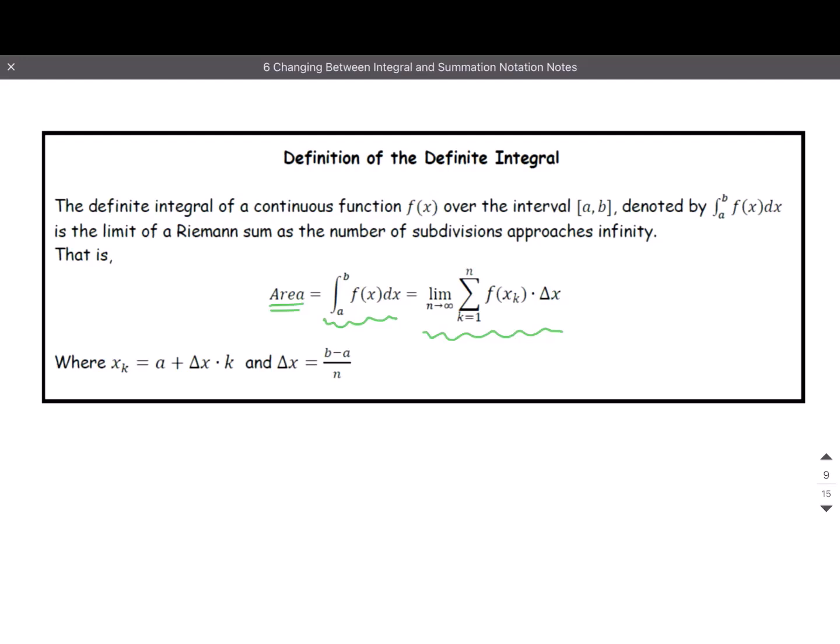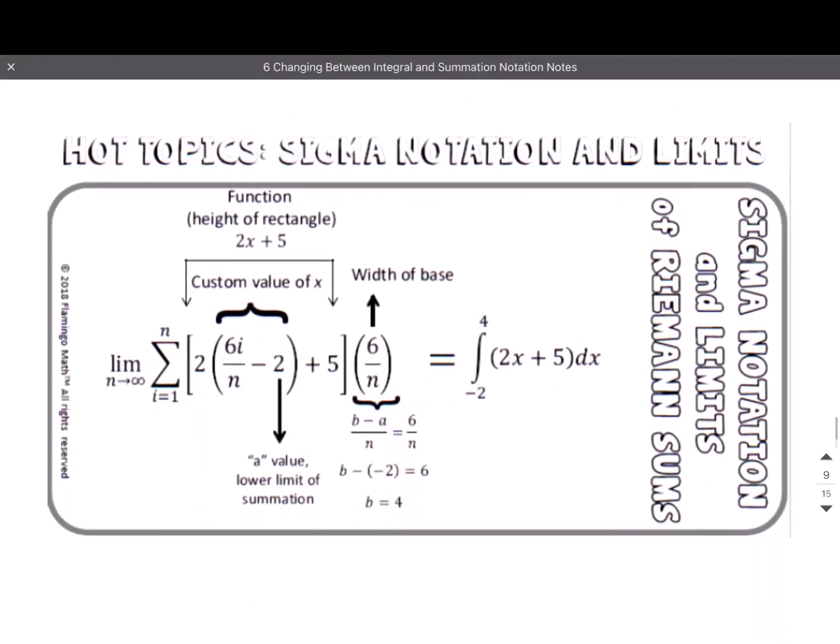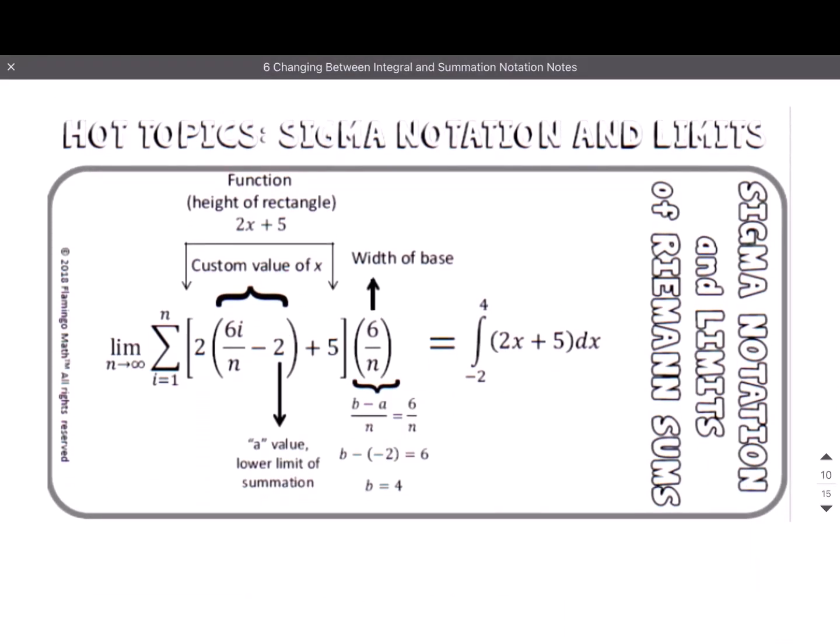Now remember, this wrote it that way with the x sub k, but remember the x sub k is this. You're going to see it written both ways, so I want you familiar. And remember, your delta x is b minus a over n. Now at the bottom of the page, I've put a graphic here for you, just to give you a reminder and another problem that's all worked out, okay? And to show you how that equals the definite integral.